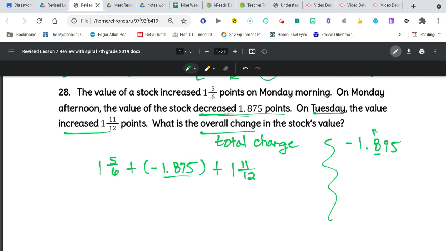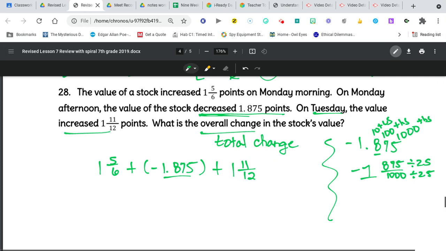So this is in the tenths place. This is in the hundredths place. And this is in the thousandths place. So I'm going to write this as -1 and 875 thousandths. Okay. I'm going to divide both by quarters. Think about quarters when it ends in multiples of 25. Like 75 is a multiple of 25. These zeros, okay, you'll get to 100.